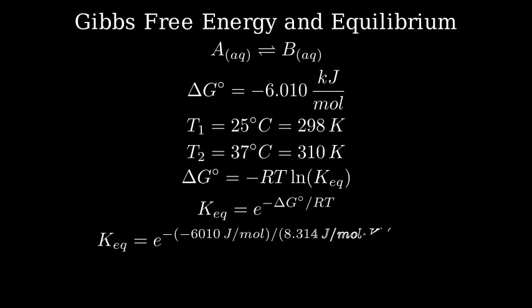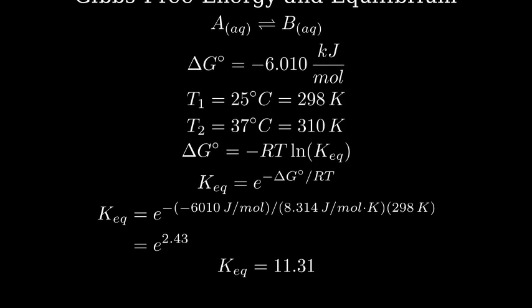R is 8.314 joules per mole Kelvin, T is 298 Kelvin, and delta G naught is negative 6,010 joules per mole. When we calculate this, we get K equilibrium equals 11.31.